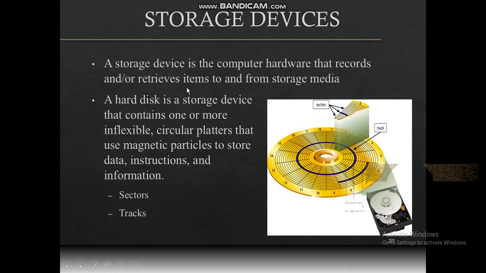So we also have the storage device. A storage device is computer hardware that records or retrieves items to and from the storage media. This is how a storage device looks. You can see these lines; we call them tracks, while these are the sectors. This big blue line is the track, while the small lines that you can see are the sectors of the disk. That's how information is recorded on the storage device of the computer.